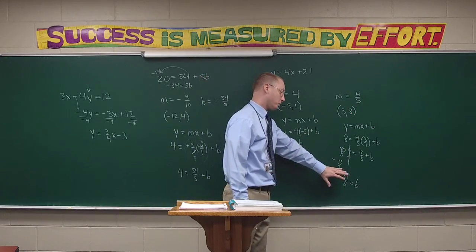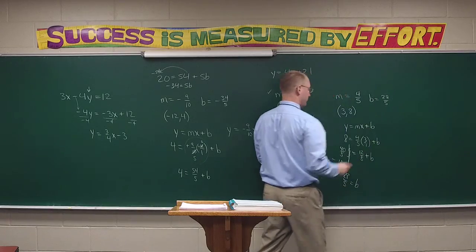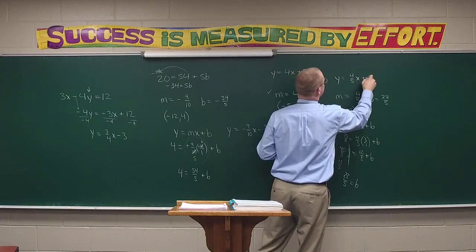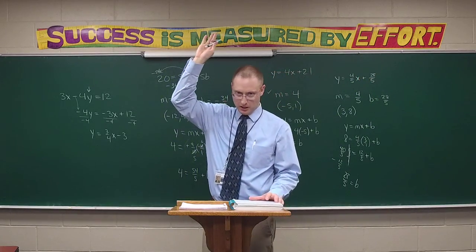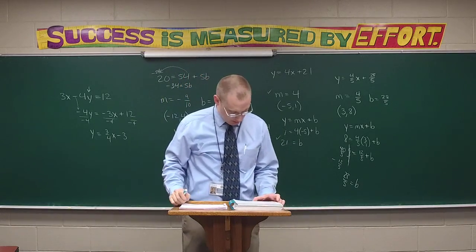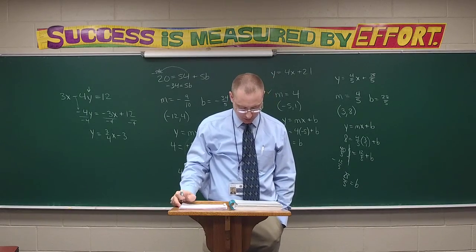You end up with 28/5, or 5 and 3/5, for your b, and so the equation is y equals 4/5 x plus 28/5. And there we go. How many have that answer for number 9? Questions on number 9? And number 11, find the constant of direct variation for the table of values.